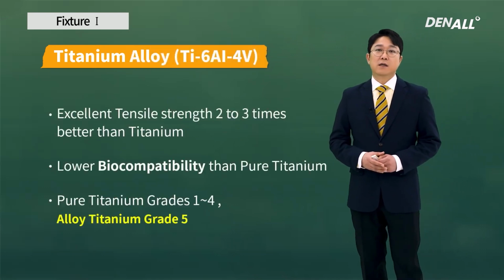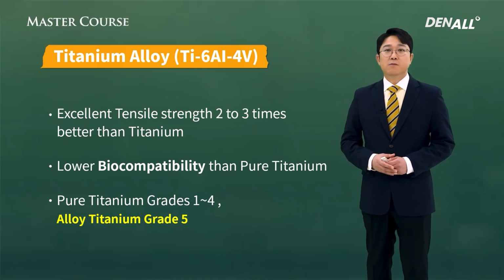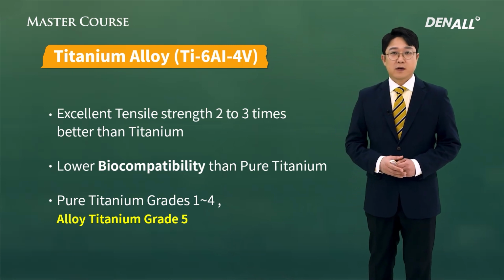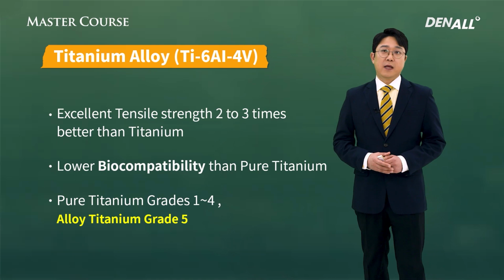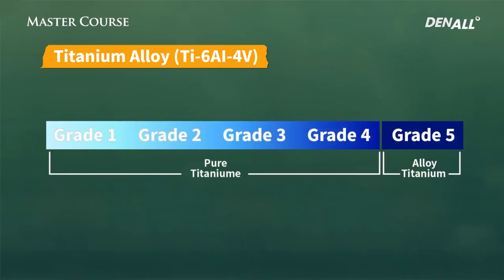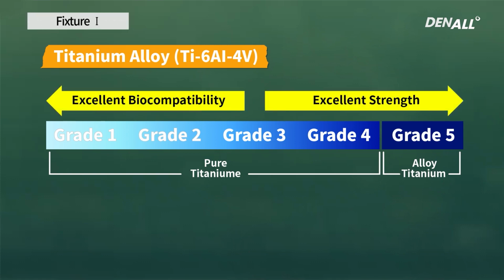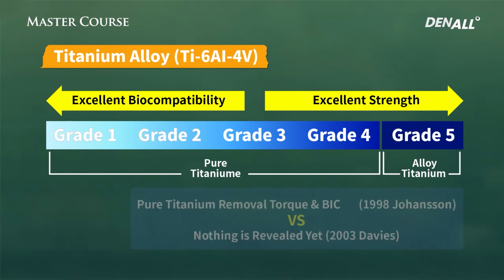People used to think only pure titanium could be used, but as a higher strength material is required for implants, titanium alloy with aluminum and vanadium was developed. So grades 1 to 4 are pure titanium, and grade 5 is alloy titanium. From grade 1 to grade 5, the strength goes up, but biocompatibility decreases. On the contrary, as you go toward grade 1, strength goes down, but biocompatibility increases.